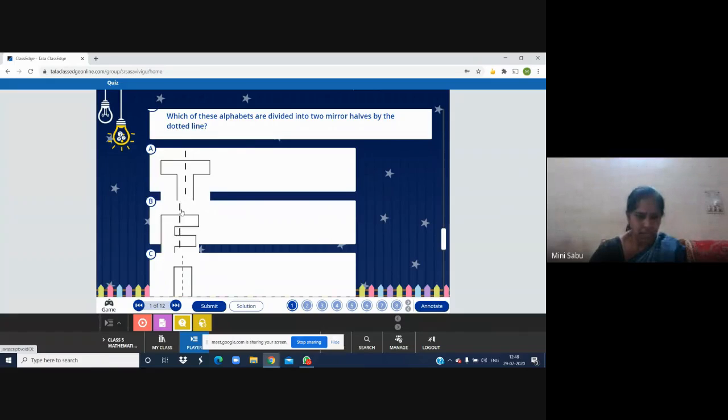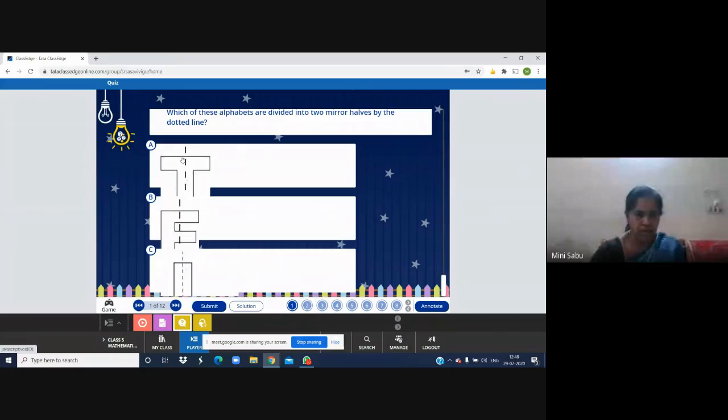So what do you children see? If you cut along this line, this T, this part and this part, will it be exactly similar? And this E or F, I am not clear, whatever it is. Anyway, when you cut, you will not get similar halves. Here also there is confusion. So let us try this one.